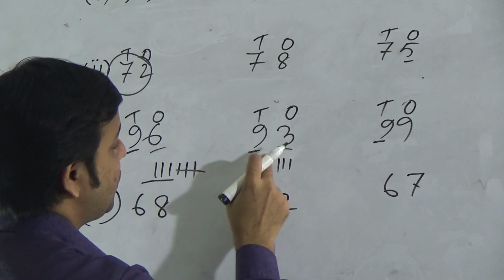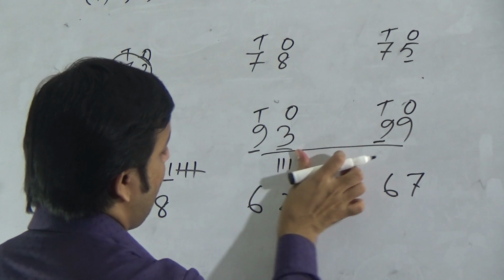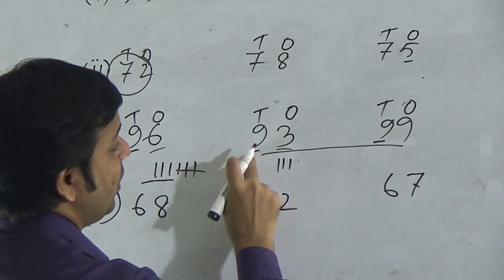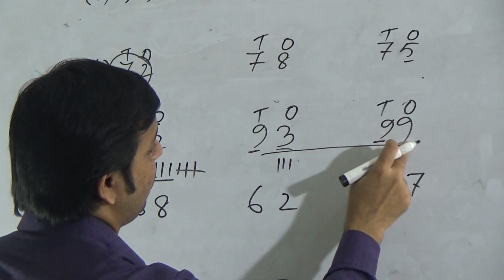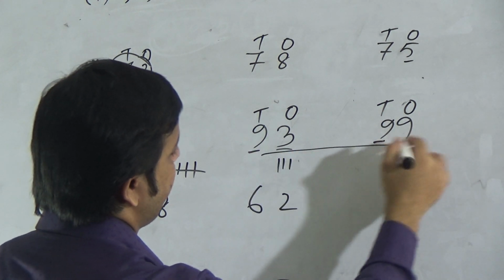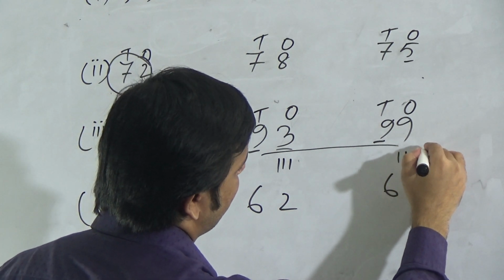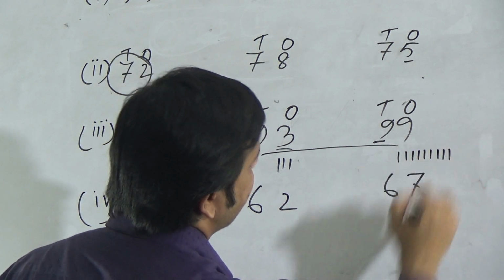So now we have to compare these two. To compare these two, we have to consider the tens place is the same. So we have to consider the ones place. The ones place is 9 here. 9 means we can consider 9 sticks. 1, 2, 3, 4, 5, 6, 7, 8, 9.